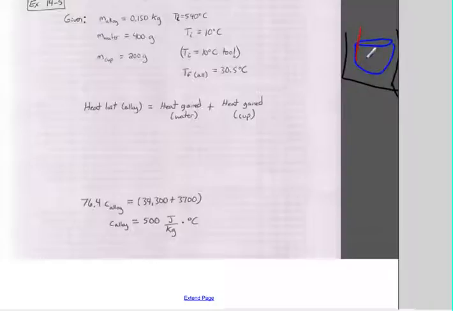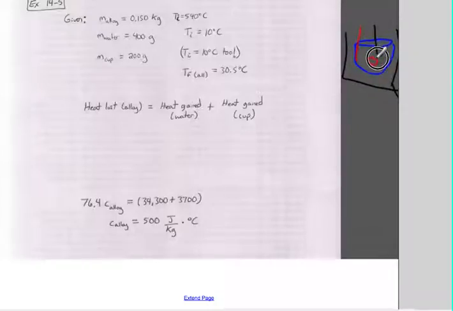So let's look at example 14.5, where a calorimeter is used. It says an engineer wishes to determine the specific heat of a new metal alloy. He has 0.15 kilograms of it, heated to 540 degrees Celsius. It's then placed in 400 grams of water at 10 degrees Celsius, so nothing extreme. And it's contained in a 200-gram aluminum calorimeter cup, and you lower it into the water.